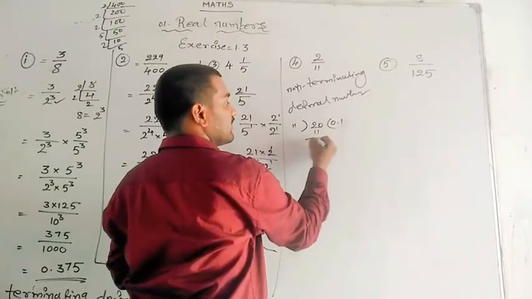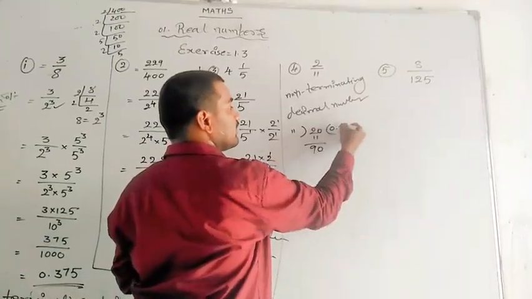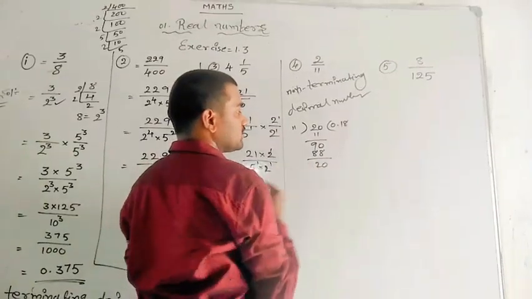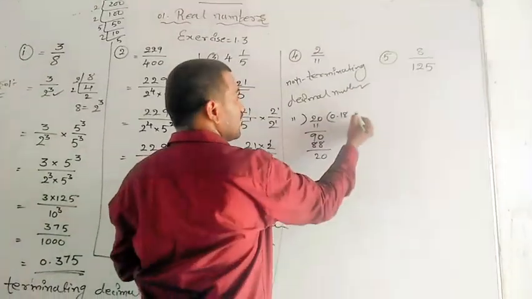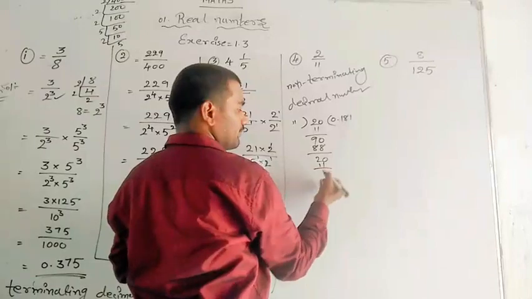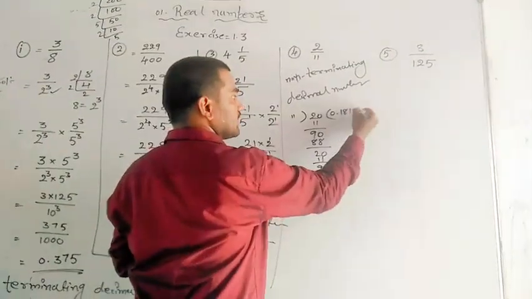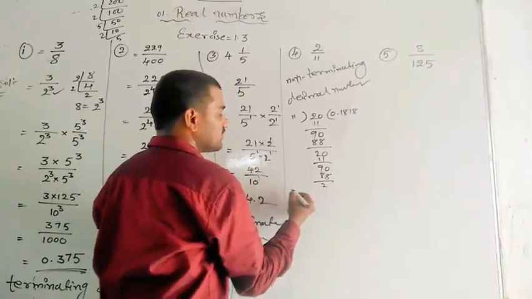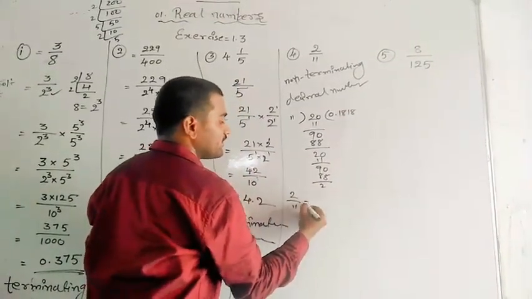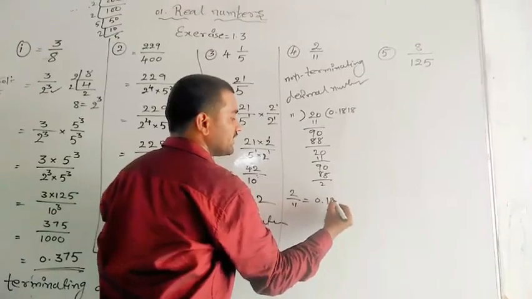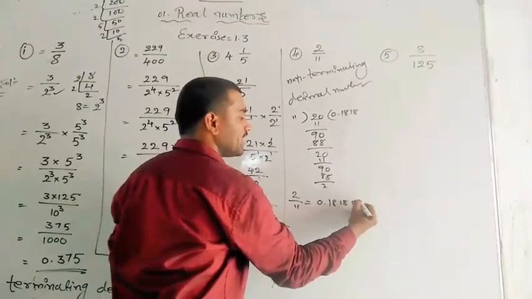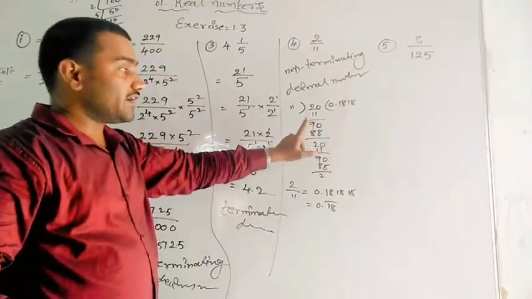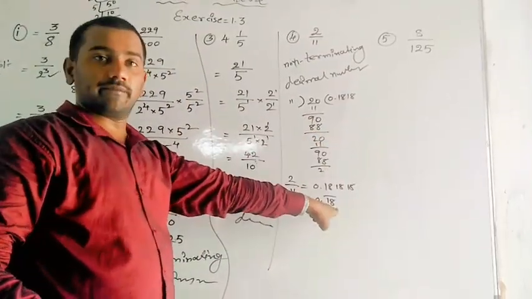Okay, here we get 0, then 0. 11 ones are 11, we got 9, 90. 11 eights are 88, 2 left. It will be 0 again. So again 11 ones are 11, we get 9. 11 eights are 88, so we get 2. That means we get 2 by 11 in decimal form as 0.18 repeating, that is 0.18 bar. We are getting decimal digits repeating.